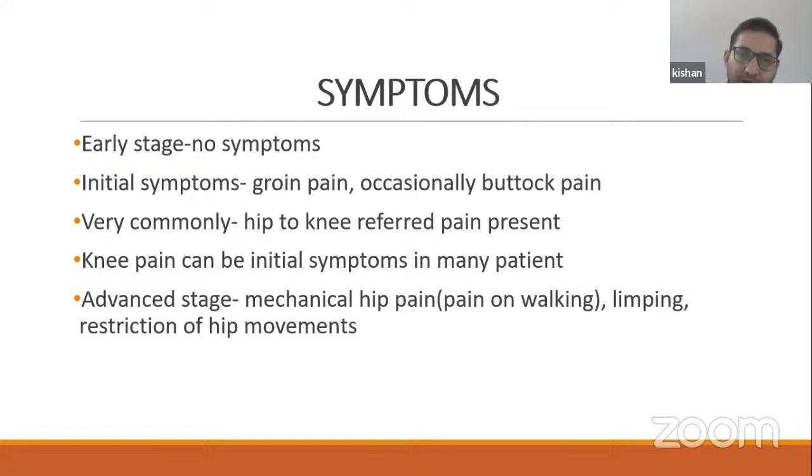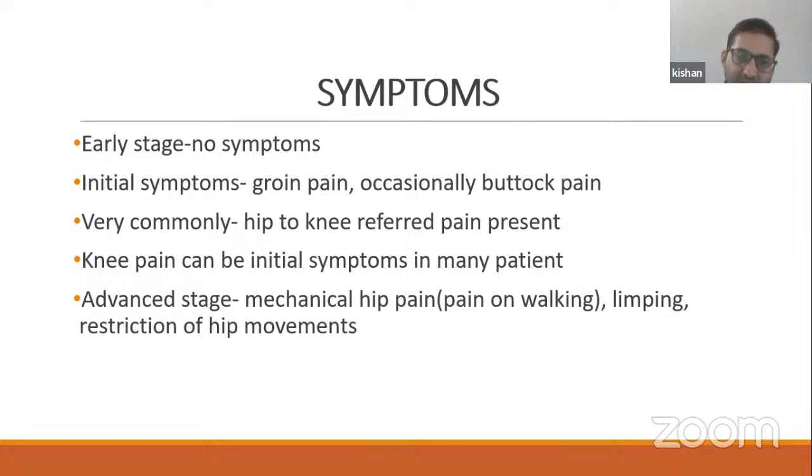Very commonly, sometimes misinterpretation can happen when the patient has referred pain. It is very common for the patient to complain of pain in the knee and surrounding area, hip to knee referred pain. When we ask the history in detail, the patient can tell the pain started from the hip joint and then referred to the knee joint. But the patient commonly presents with pain in the knee joint surroundings. So knee pain can be an initial symptom in many patients.